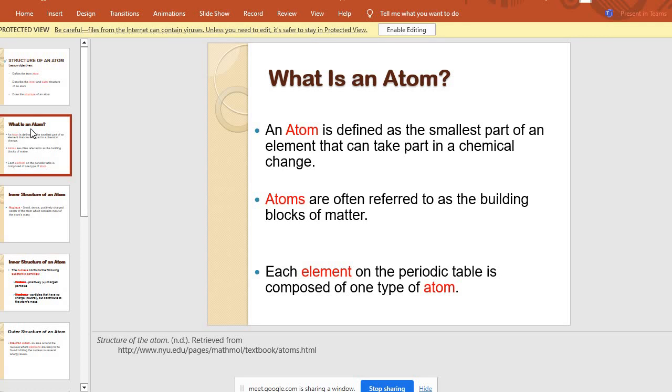And you can say that each element of the periodic table is composed of only one type of atom, meaning that if it's more than one atom, it ceases to be an element and it becomes something else, especially if there are two or more. We call them compounds, and we are going to be looking at them after this class. After knowing about atoms and elements, we shall go into compounds.